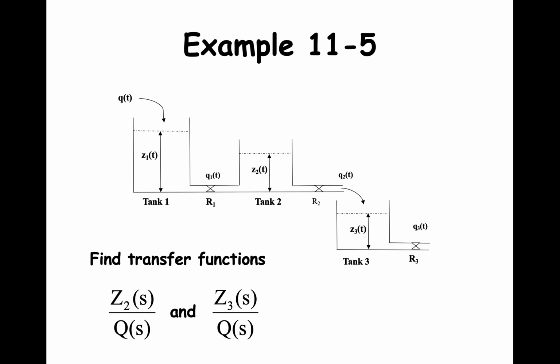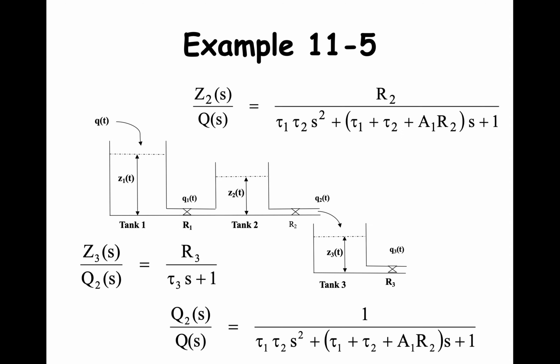Here is the sketch of the tank system for example 11-5 in section 11 of the course packet. For this problem, we have 3 tanks. Tank 1 and 2 are interacting tanks, and tank 3 is non-interacting. We are to find 2 transfer functions, Z2 over Q and Z3 over Q. As before, we write the appropriate transfer functions for each element. We will just take them from the previous work we have done.